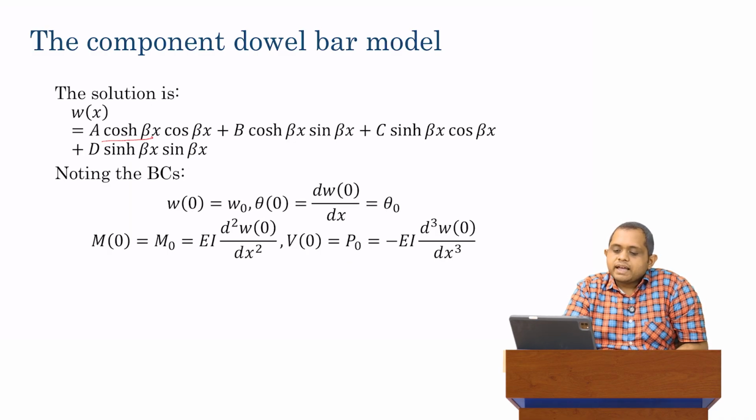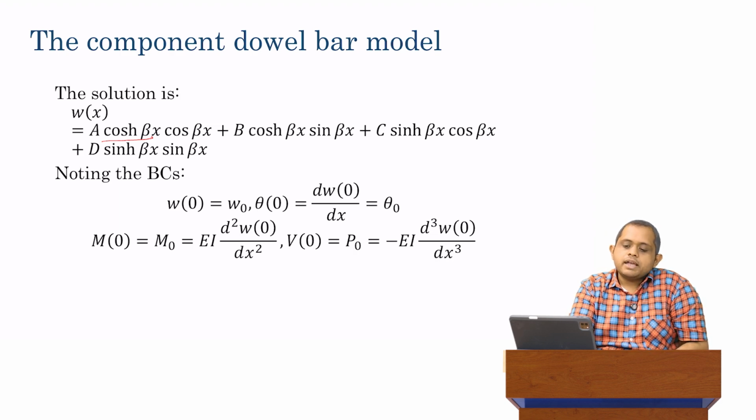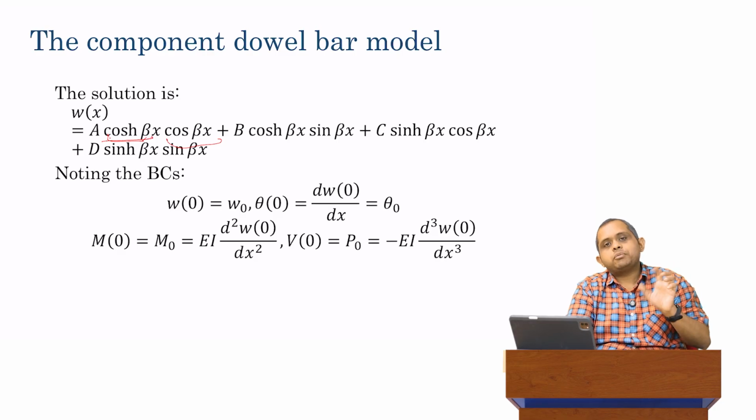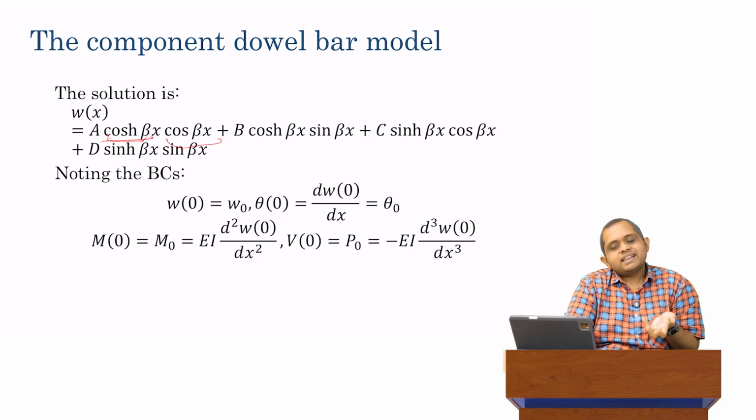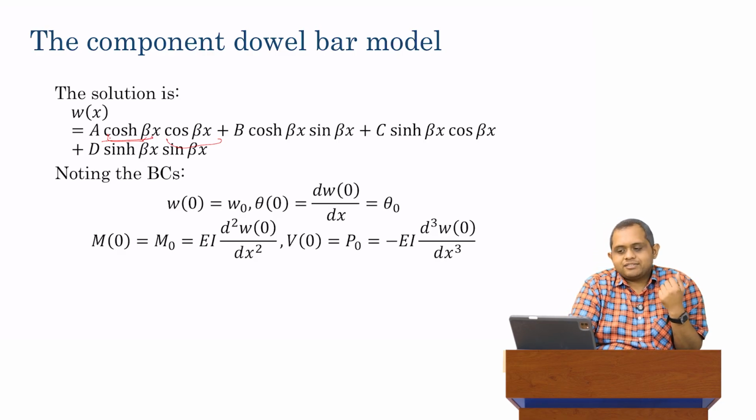So W of x is a summation of 4 terms, a linear combination of 4 terms. The first term is hyperbolic cosine of beta x times the cosine of beta x. So you're seeing a combination between hyperbolic functions and trigonometric functions. That's sort of the oddity of the mathematics as it works out.